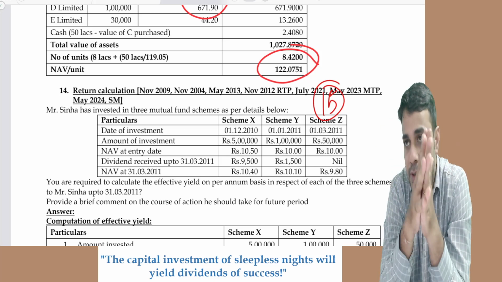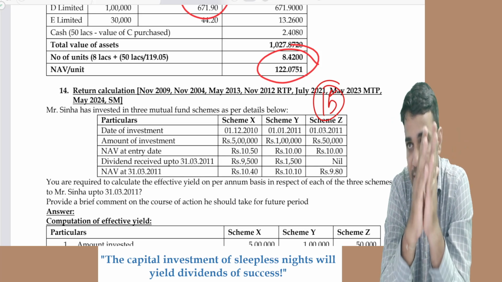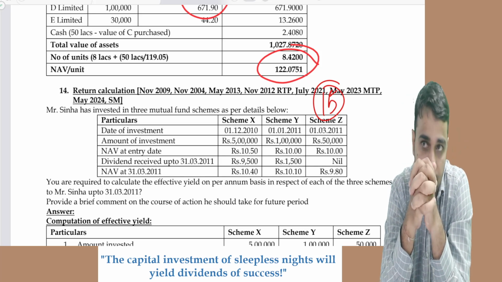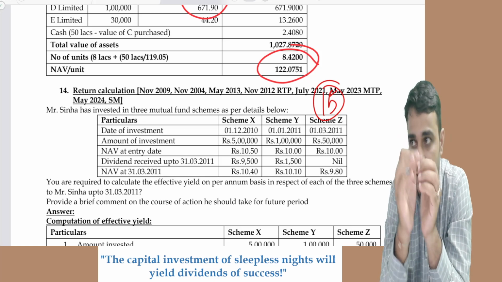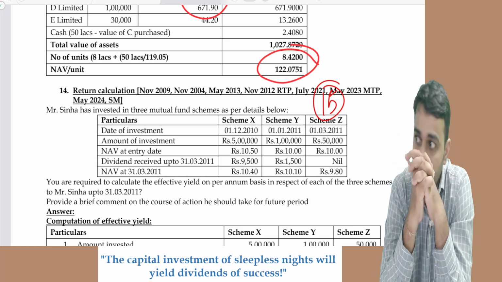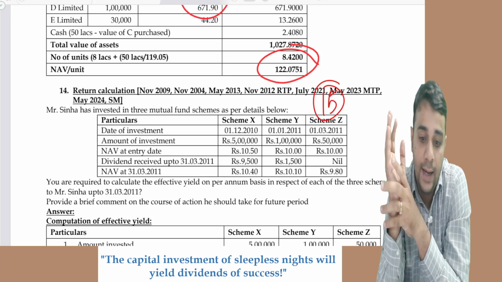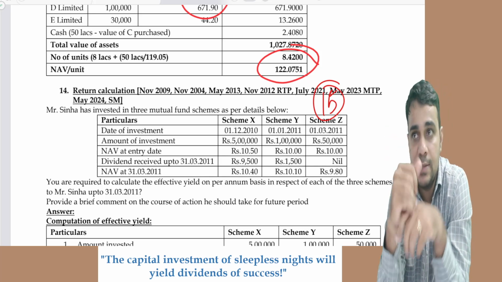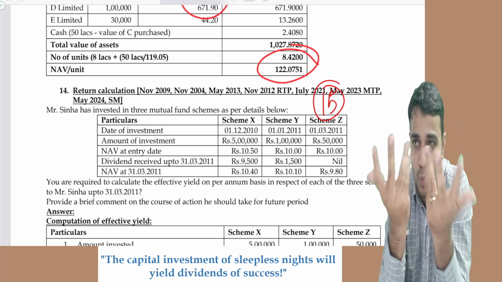I think one line got missed: take 1 year as 365 days. Days calculation is needed here because the date of investment is given. They would have done the days calculation. That line got missed, I think. Take 1 year as 365 days. So I have to do the calculation for Scheme X. We will do it together. Y and Z do not matter.